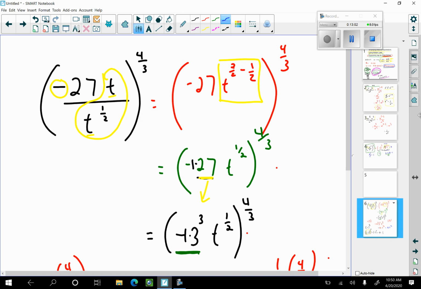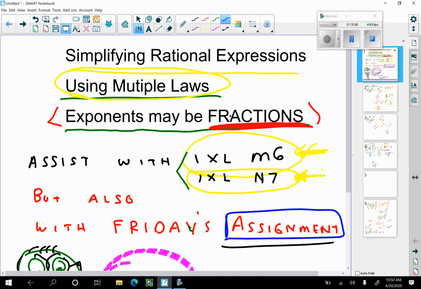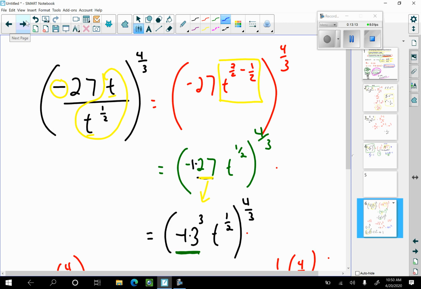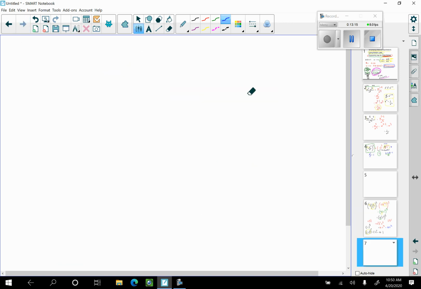All right, so those are some examples for IXL M6. What we're going to do is some examples now for N7. And I think we've done some N7 problems a lot, and I'm going to start off with a pretty easy one. These are for IXL N7. Keep in mind you will have some N7 type problems on the assignment this Friday.